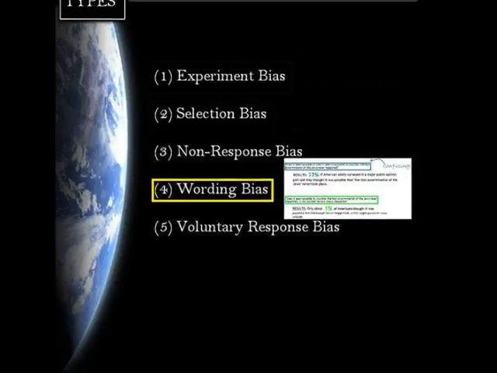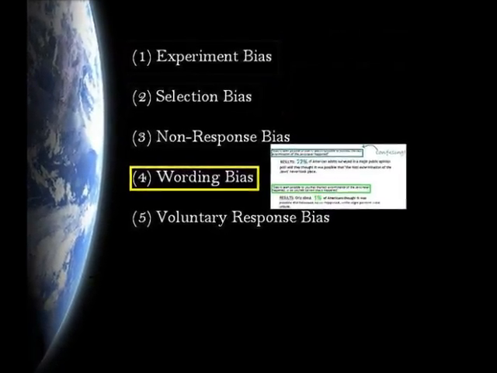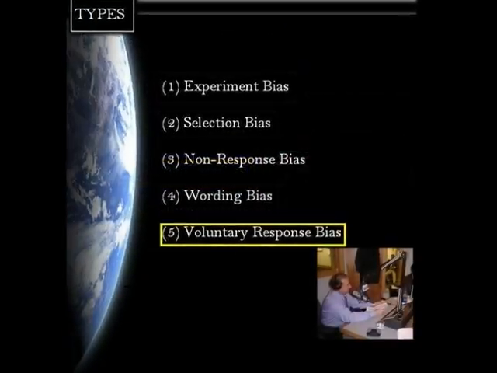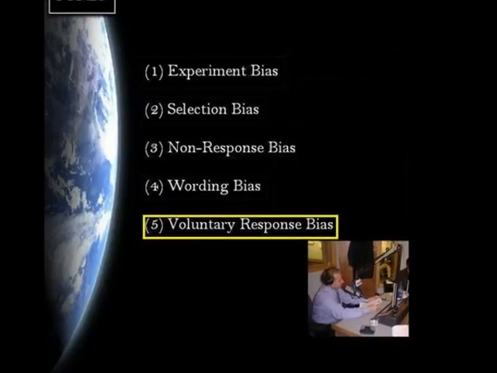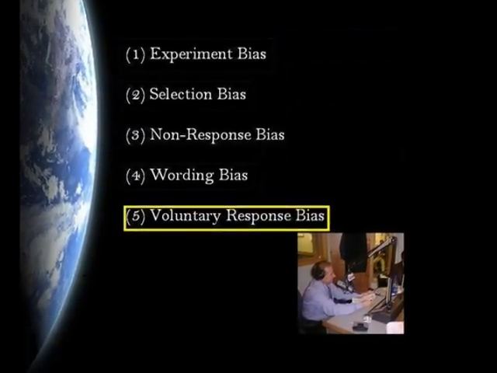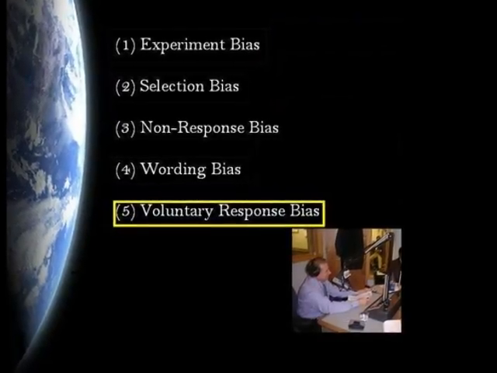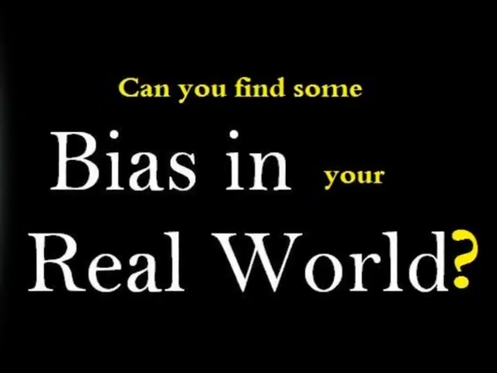Then there's wording bias, which says that the way a question is worded can drastically change the outcome of the survey. Last but not least, we have voluntary response bias, which is when sample members are volunteers. Keep in mind that volunteers are usually only people who are super passionate about the topic. Can you find some bias in your real world?